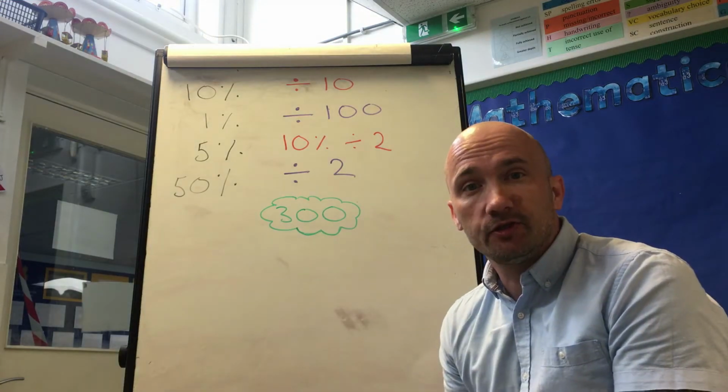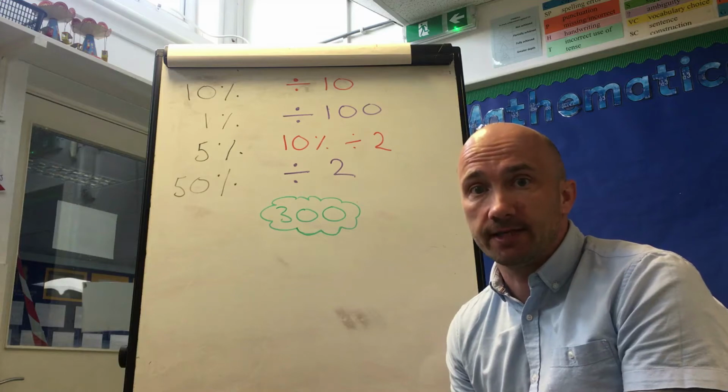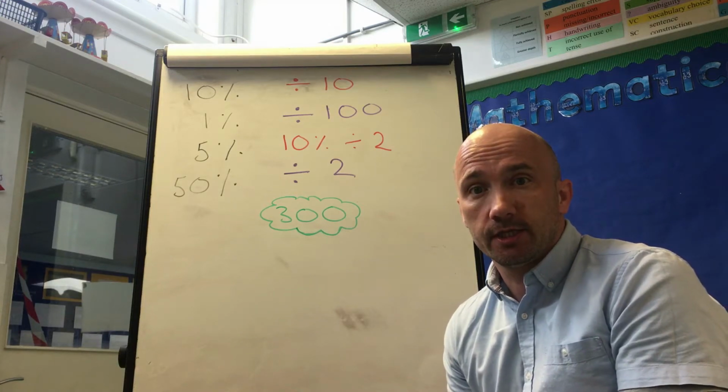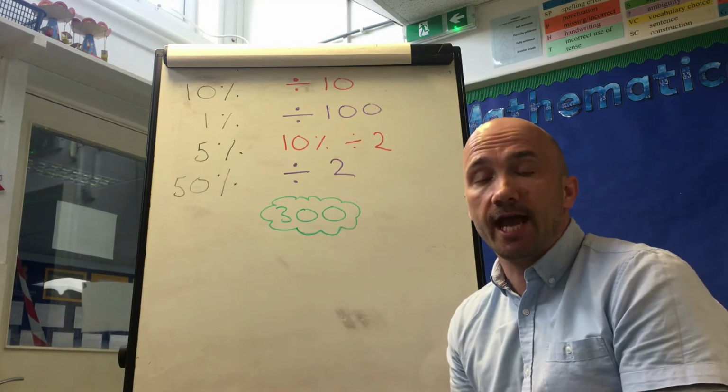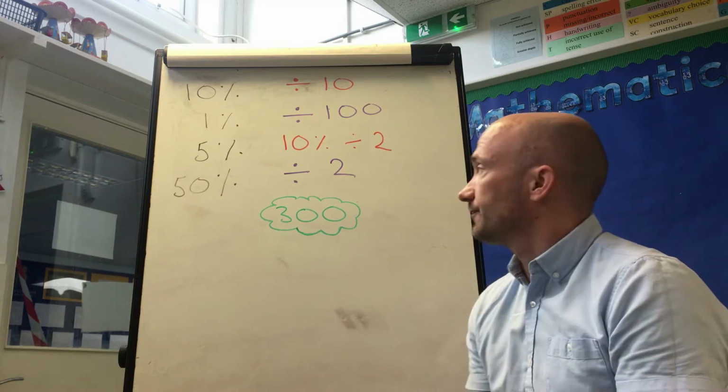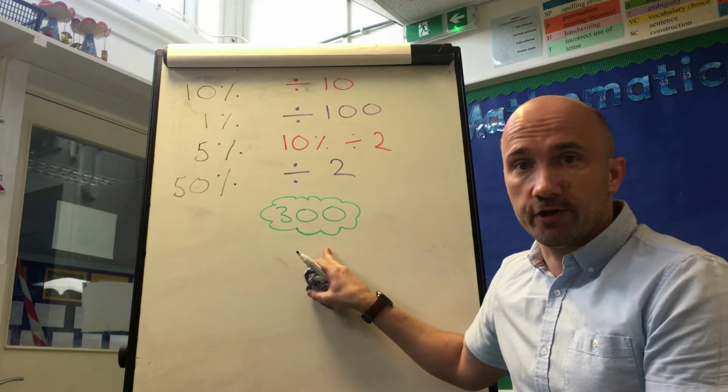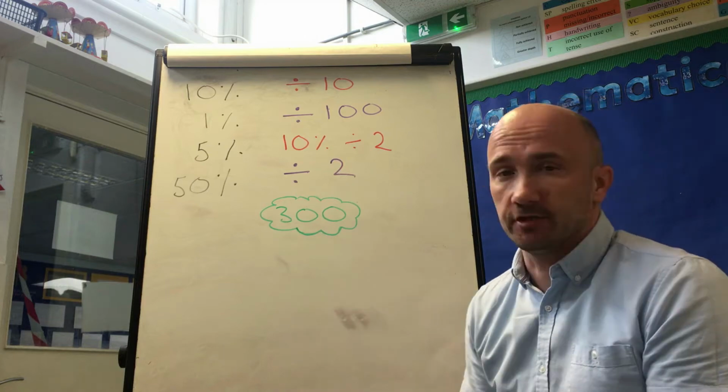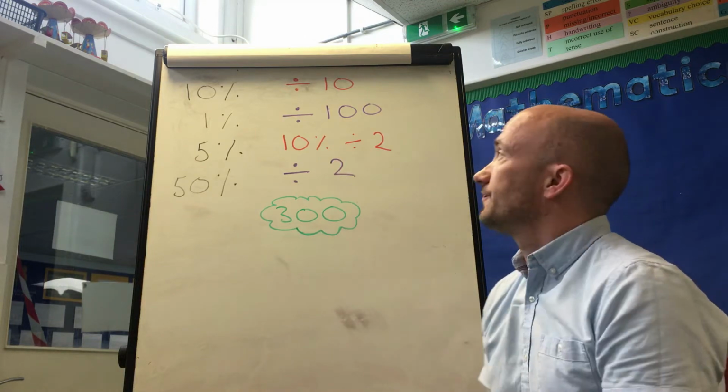Right, for method one, you're going to need to know how to divide a number by 10 and 100. If you can do that, you'll be able to find any percentage of any number given. So I've chosen the number 300, and we're going to have a go at some of these methods to see what percentages we can find.